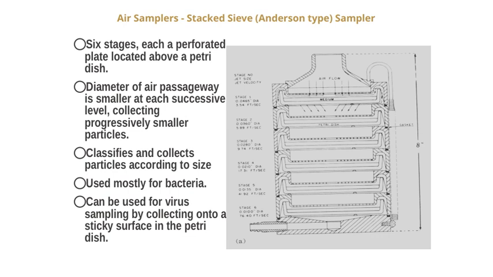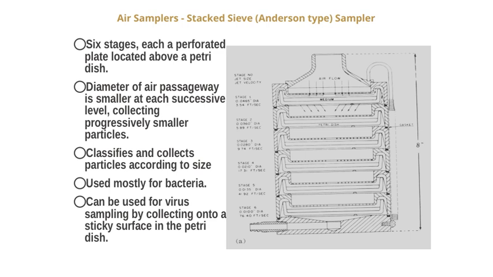This device consists of 6 stages, each being a perforated plate positioned above a Petri dish. The interesting part is that the diameter of the air passageways gets smaller at each subsequent level. This means that as air passes through, it progressively captures smaller particles. Essentially, this setup allows us to classify and collect particles based on their size.